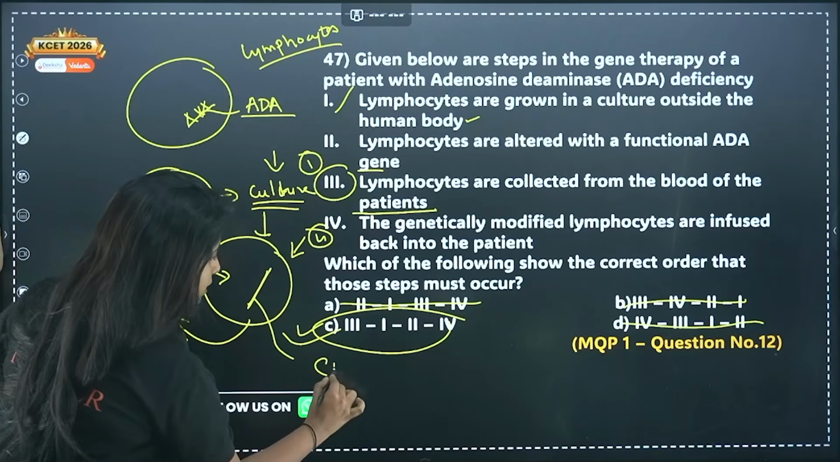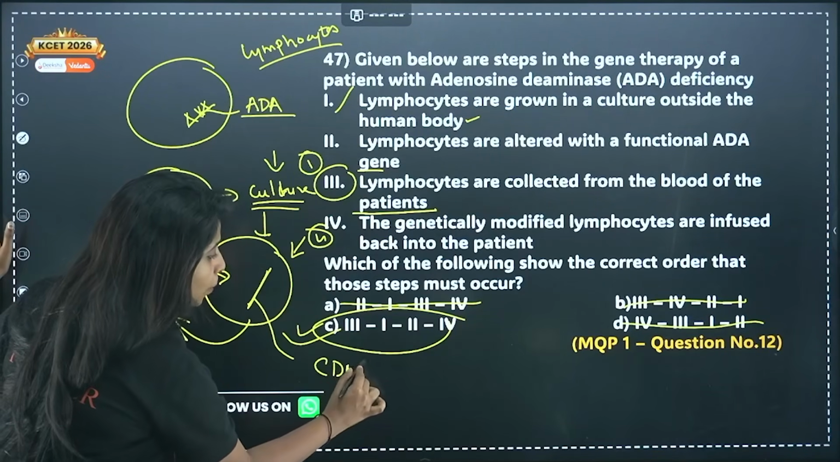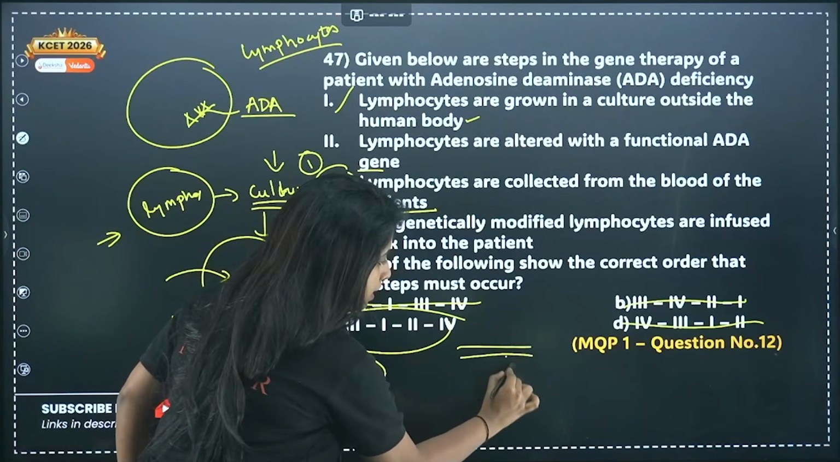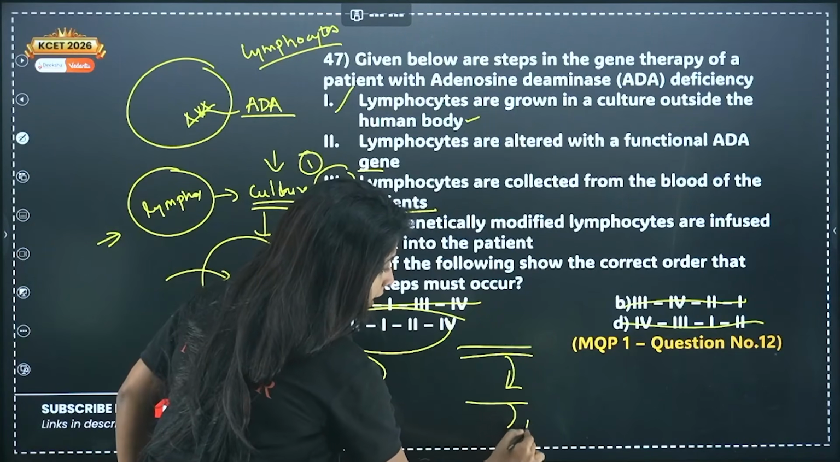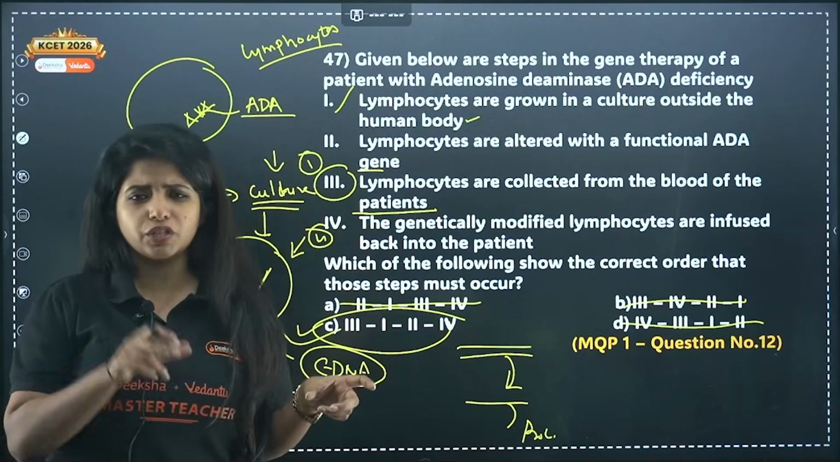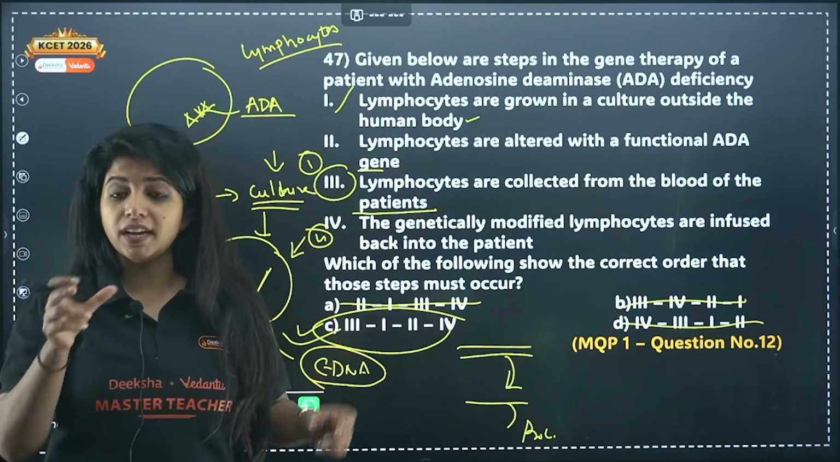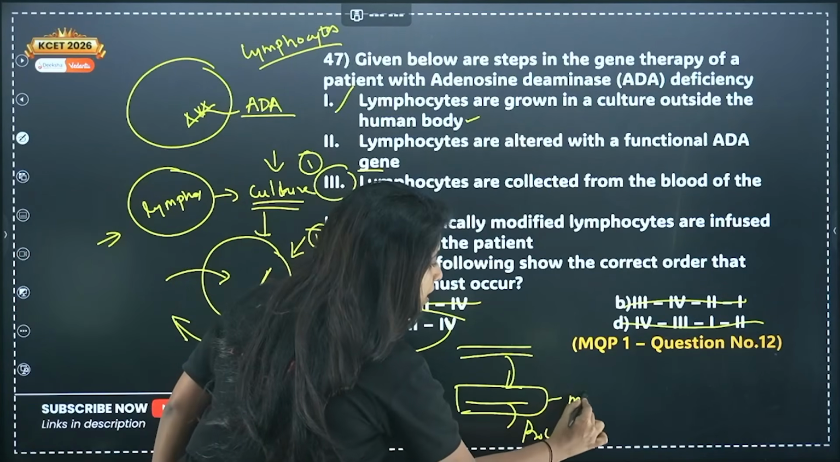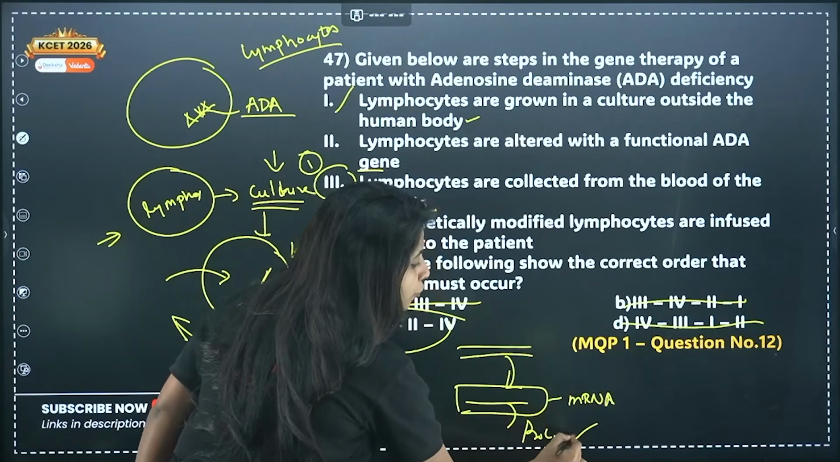cDNA. Do you know what is cDNA? Complementary DNA. That means usually what happens, we have DNA, the DNA transcribes into RNA, and RNA forms the protein. In the DNA, we have a lot of things which is wanted, which is unwanted. Exons, introns are the unwanted things. But in the mRNA which is being formed, you just have the thing which will actually code for a protein.